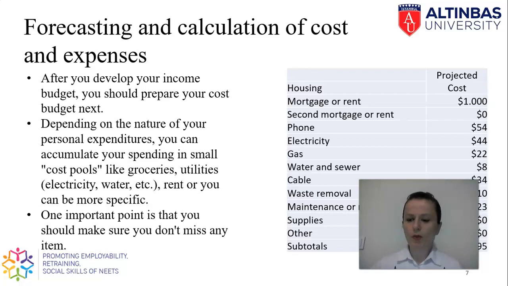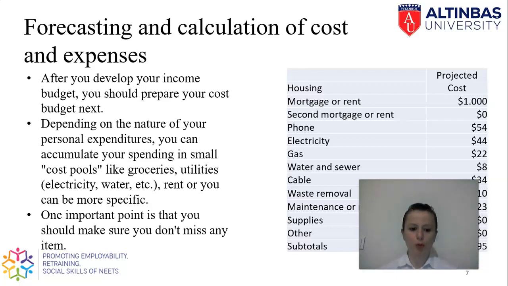So this is common. I put some numbers in here for my cost. For example, I have some mortgage, let's say, or rent. Then I have my phone, electricity, gas, water and sewer, cable, waste removal, maintenance, repairs, supplies, and so on. You can add more items, or you can deduct some of the items in here, depending on your spendings.